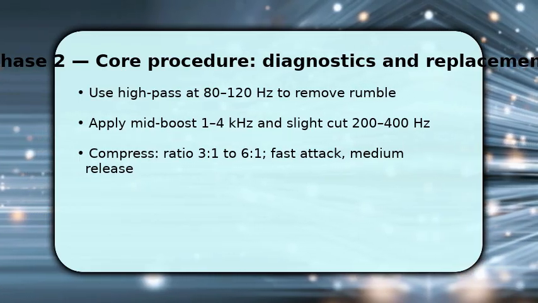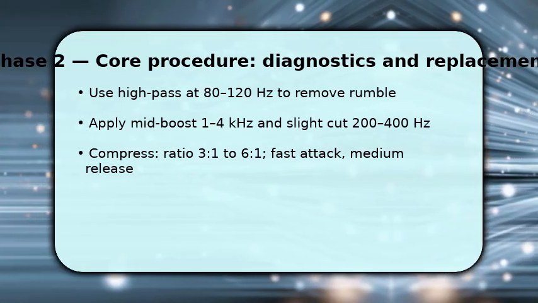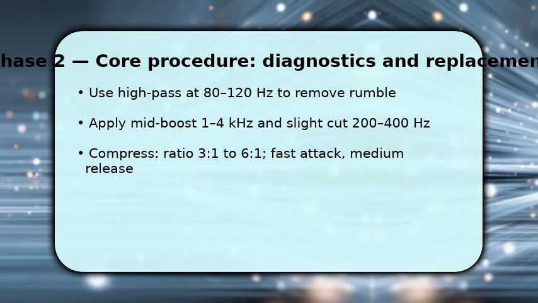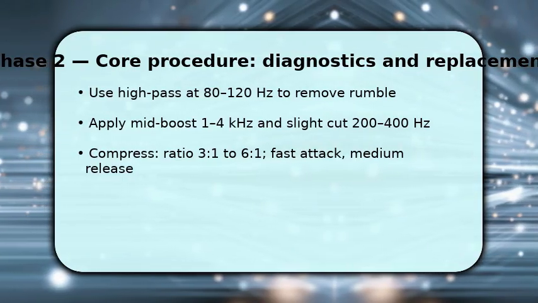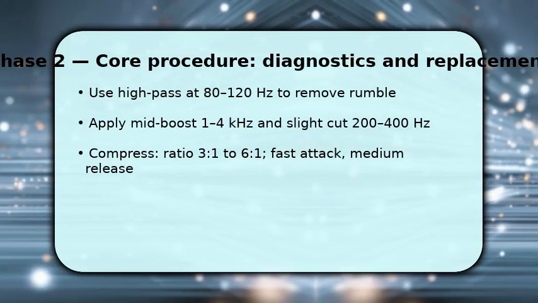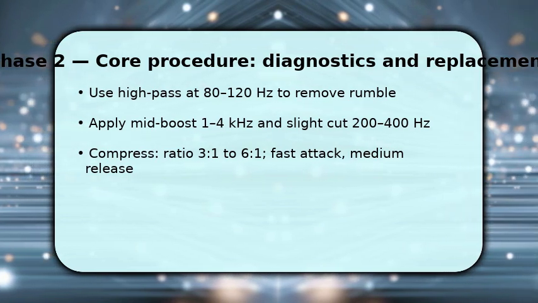reduce boxiness. Once EQ'd, add compression with a 3:1 to 6:1 ratio, fast attack and medium release. This evens dynamics so the voice sounds consistent. After compression, check gain staging. Make sure peaks still sit below 0 dB.